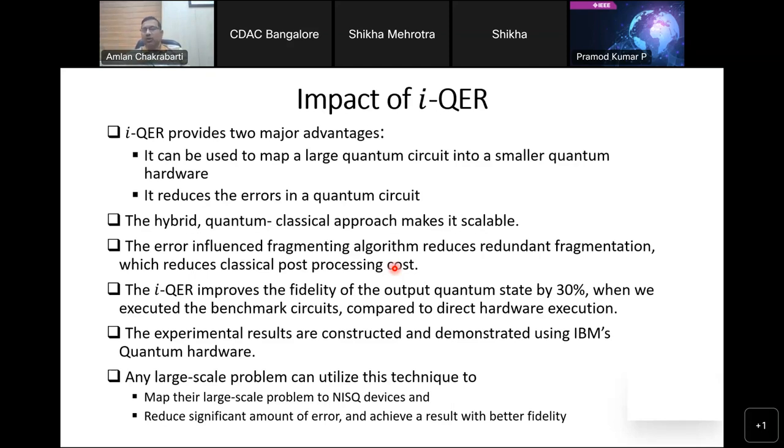And there are some next steps we are thinking about. We are thinking of partitioning in a slightly better way. We are trying to think of better graph algorithms to handle the partition, and also in the error estimation, in the machine learning, we are trying to focus on certain other features of the circuit to expand the scope of the machine learning.